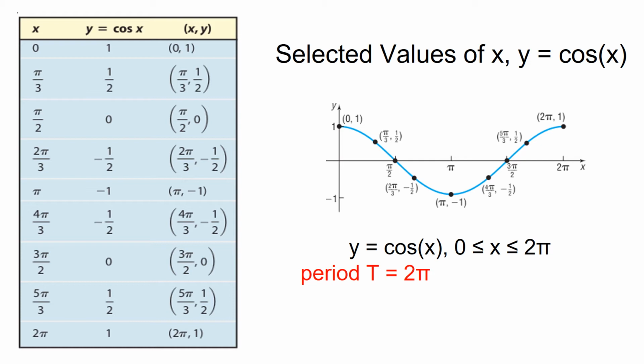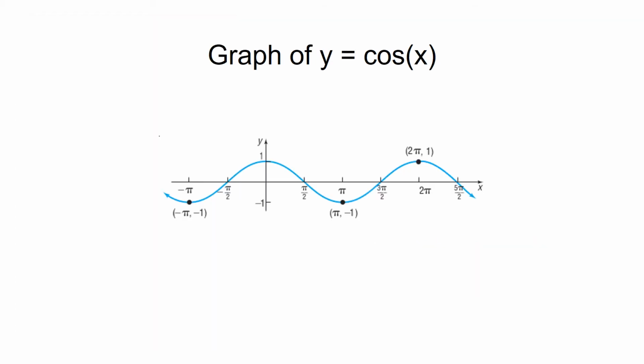Cosine x is periodic with period 2 pi. And we have graphed it here on the interval 0 to 2 pi. Once we know the values of the function cosine x over one period, we can plot the function for any values of x, as is shown in this graph. This graph shows cosine x for all values of x.